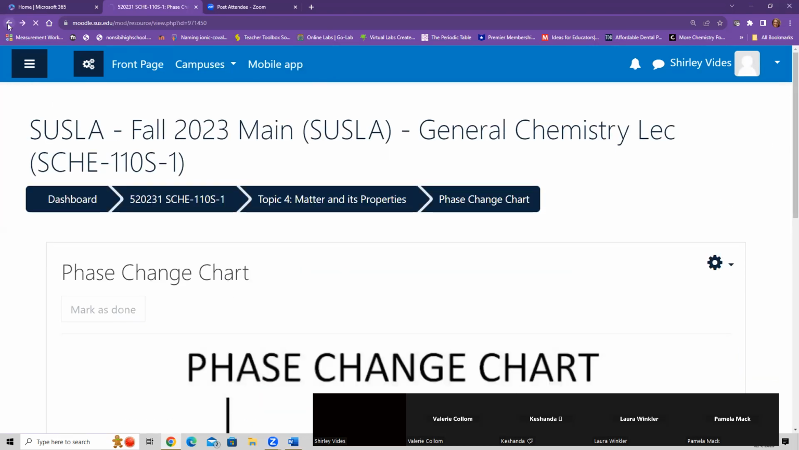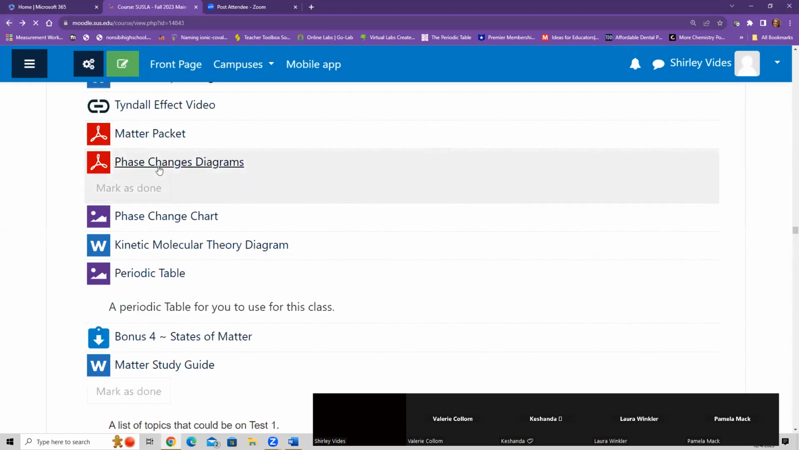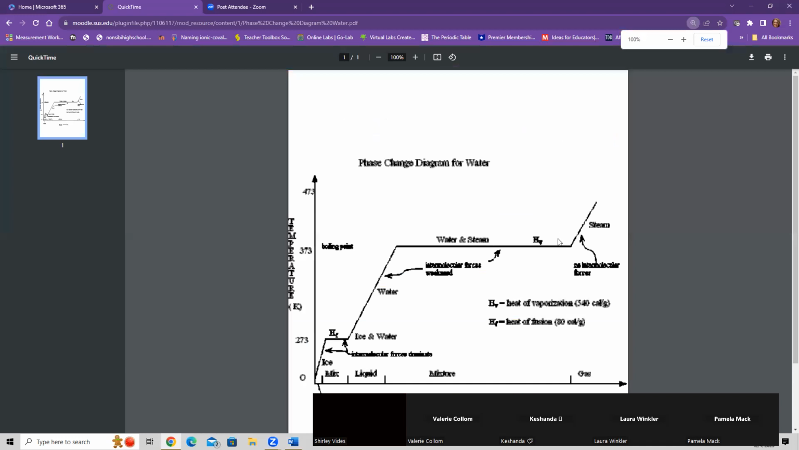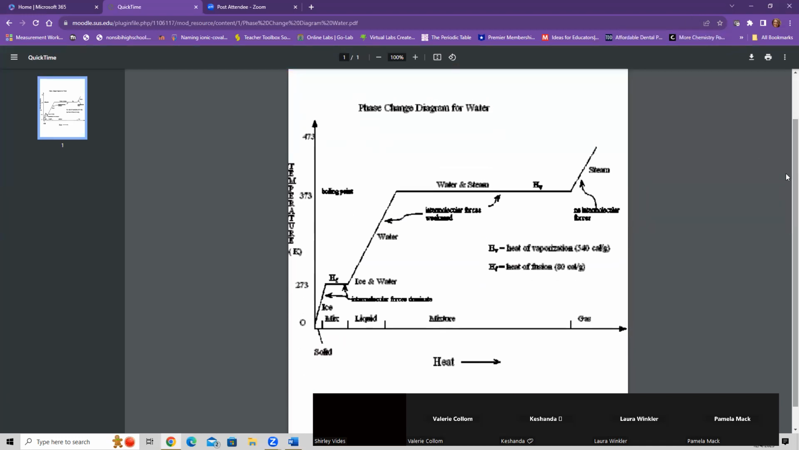It's the other one. It's not the phase change chart, it's the other one. Diagram. Nope, that's not it. Where is it? It's above that one, isn't it? Okay, phase change diagram. Yeah, that must be it. Okay, see how it's temperature and energy? Yes, I remember this. Heat is energy.